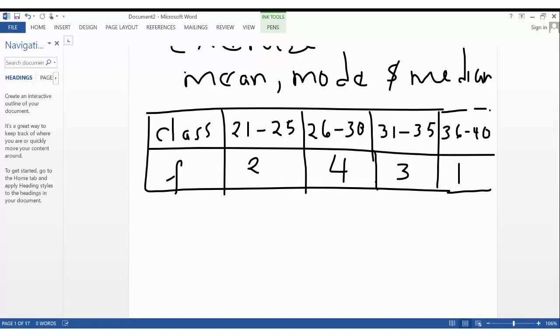So is that the exercise? The classes are 21 to 25, 26 to 30, 31 to 35, 36 to 40. Frequency is 2, 4, 3, and 1. Is it okay? Someone to say something? Is everything clear? Just need one person to say okay.